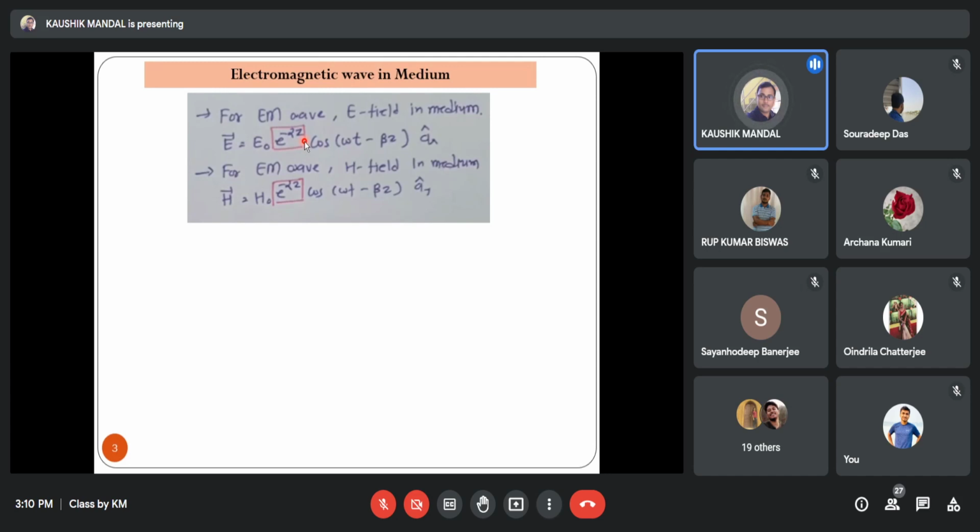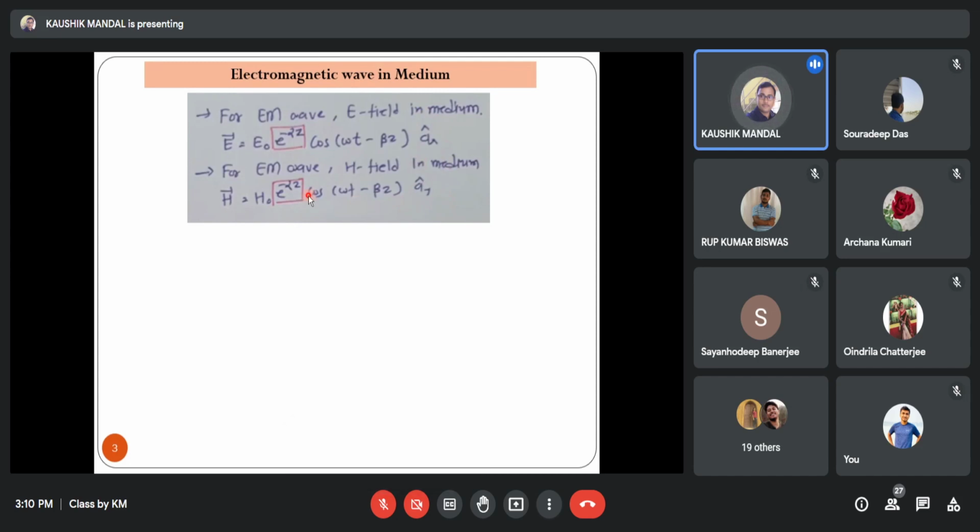Along with the previous equation, only this e to the power minus alpha z term is included, where alpha is the attenuation factor or attenuation constant. Similarly, the magnetic field can be represented by H equal to H0 e to the power minus alpha z. The rest of the part is the same, cos of omega t minus beta z ay. So we are considering the x component of the electric field and the y component of the magnetic field.